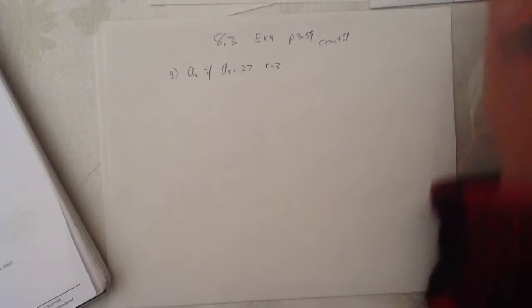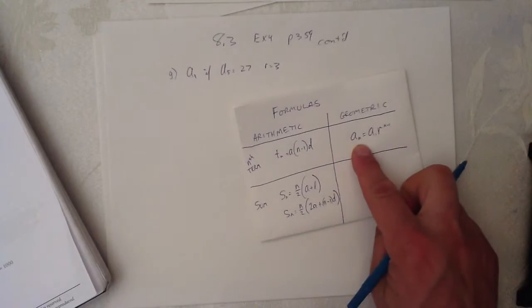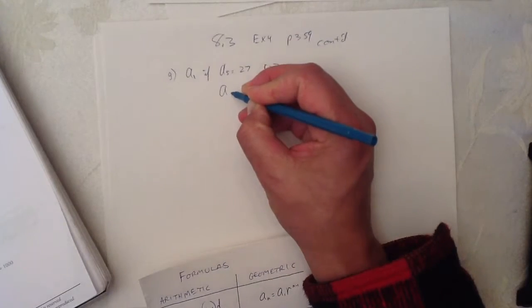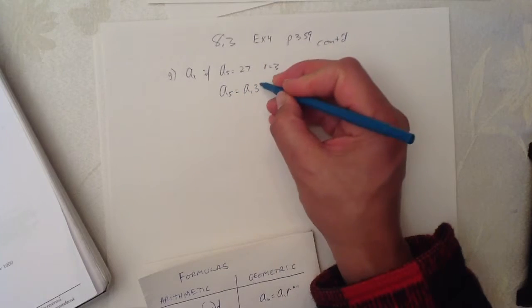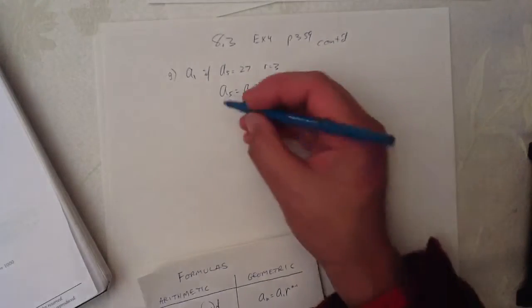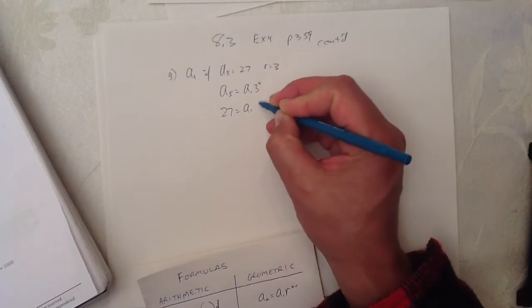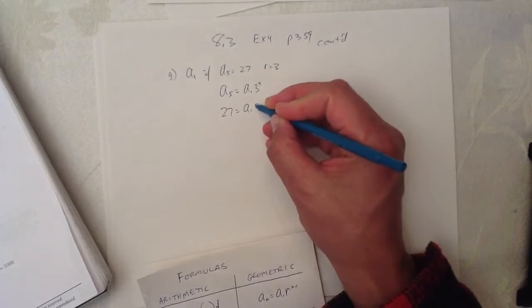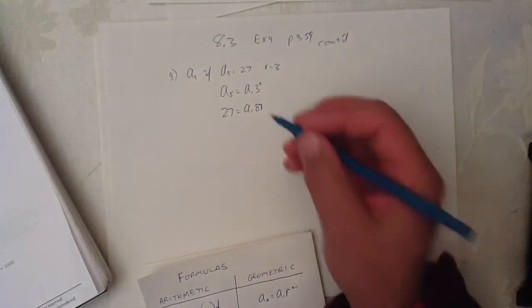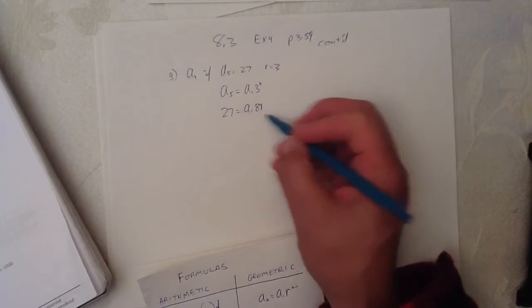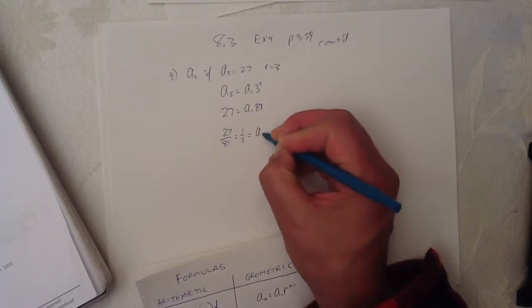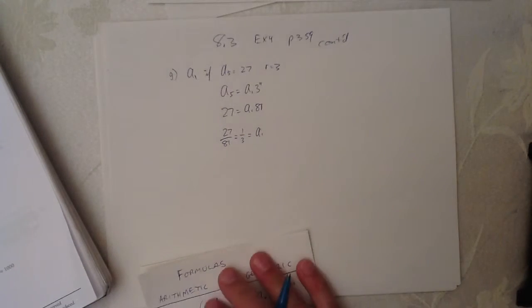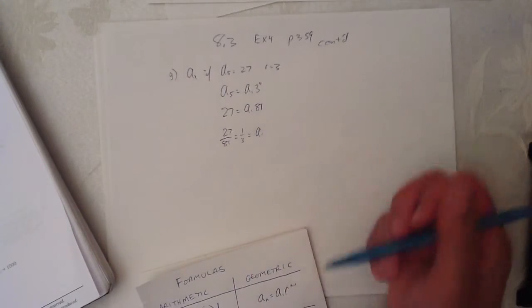Well, let's see. Let's grab our handy-dandy formula. This one, A of n equals A1 times R to the n minus 1. A5 equals A1 times 3 to the 4th power, because that's n minus 1. So 27 equals A1 times 3 to the 4th power, which is 81. I just know that. So divide both sides by 81, you get 27 over 81, which equals 1 over 3, which equals A1. That was too easy. Once again, you just have to figure out what's the missing variable.